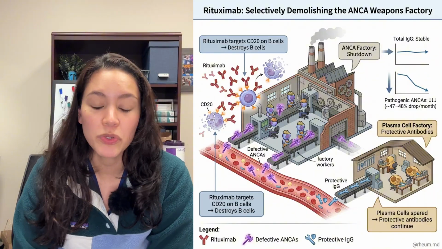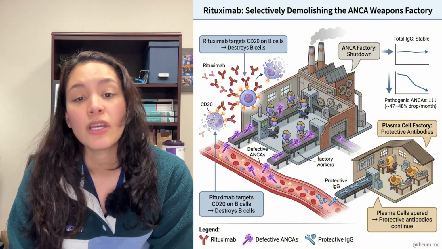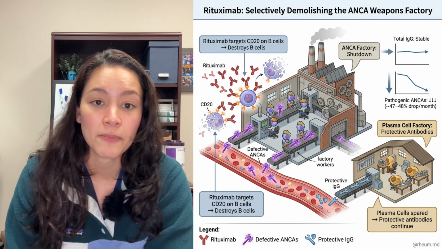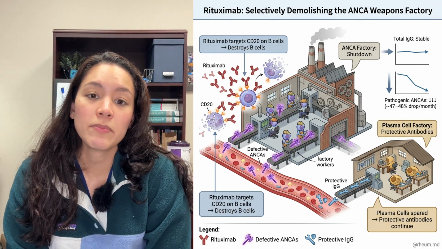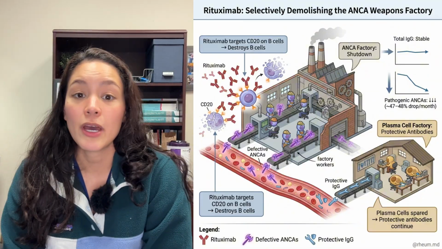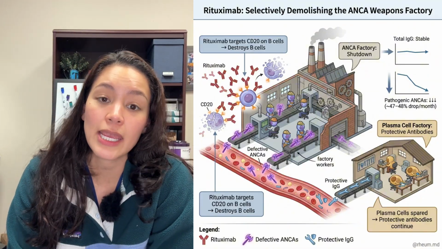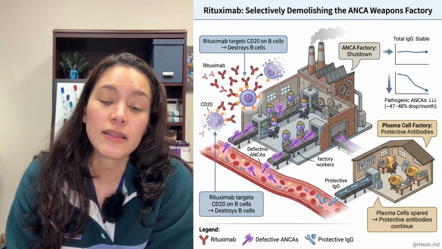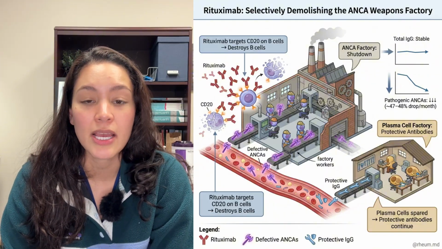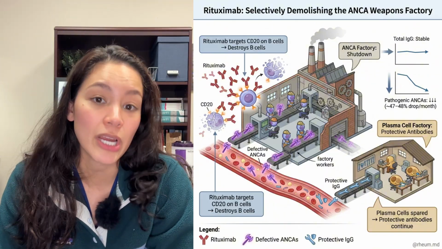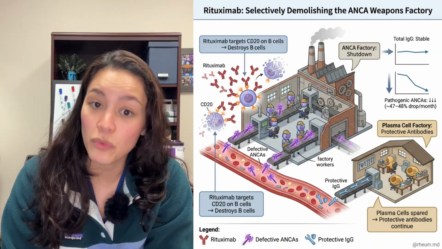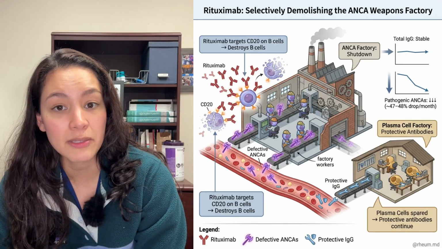B cells are the immune cells that produce the ANCA antibodies, which are the false alarms that call more soldiers to come and join the riot. Rituximab is a monoclonal antibody that targets CD20 on the B cells and destroys them. Without B cells, the factory that produces ANCA drops dramatically and ANCA levels will decrease significantly. Rituximab spares the long-lived plasma cells that make protective antibodies, like from childhood vaccines.